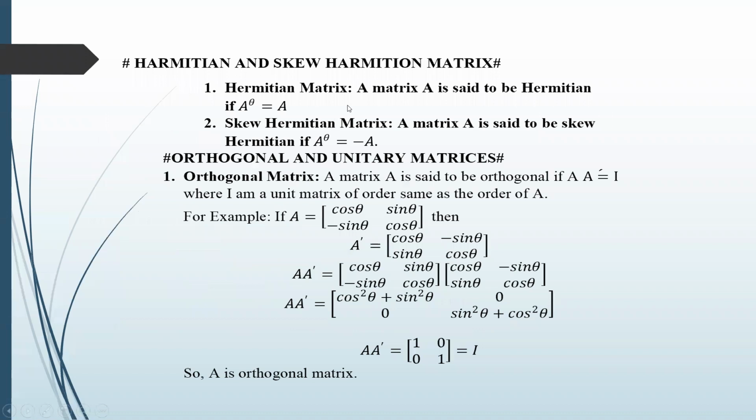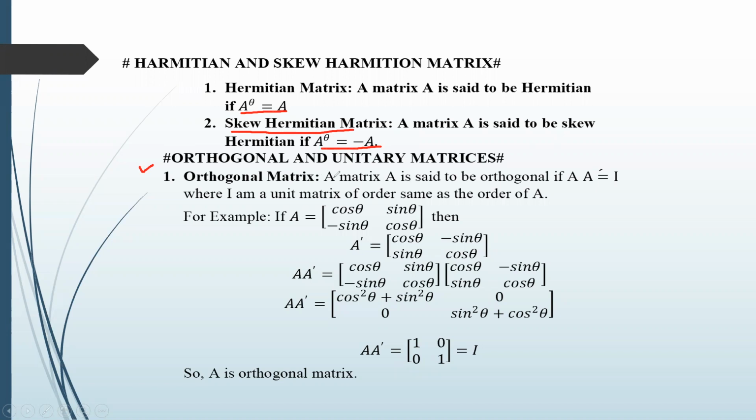Now we go for Hermitian and skew Hermitian matrix. So first one is the Hermitian matrix. A matrix is said to be Hermitian if the transpose conjugate of A is equal to A. Okay, and the skew Hermitian matrix: a matrix is said to be skew Hermitian if the transpose conjugate of A is equal to minus A. Okay, now we go for orthogonal and unitary matrices.